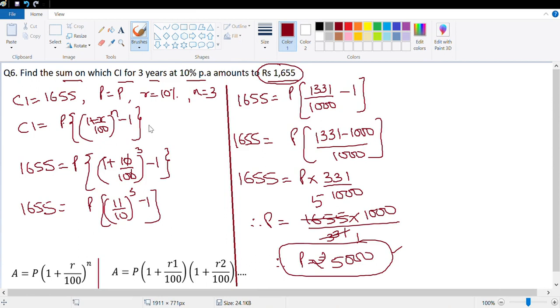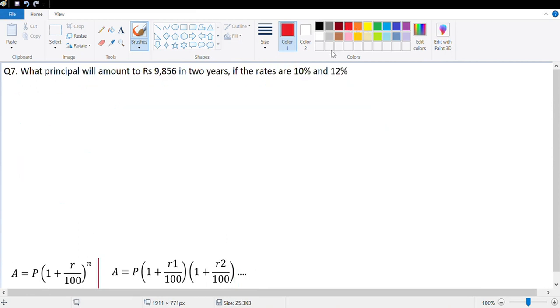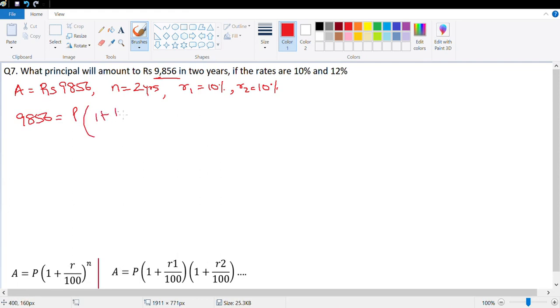The next one we have is question number 7, which says what principal will amount to rupees 9856. So amount is rupees 9856 in 2 years. So N is 2 years if the rates are 10% and 12%. So there are two different rates for 2 years. So we know the formula. Amount, which is 9856, is equal to principal times 1 plus R1, in this case 10 upon 100. Oh, I wrote this rate wrong. The R2 is 12, not 10 the way I've written. So R2 is 12 multiplied with 1 plus R2, in this case 12 upon 100.